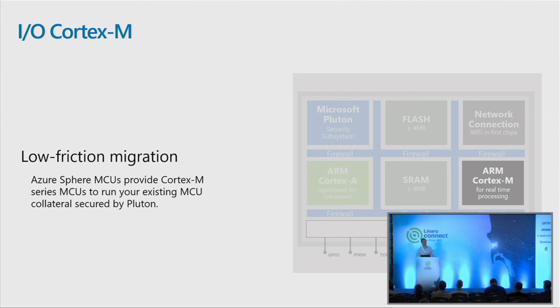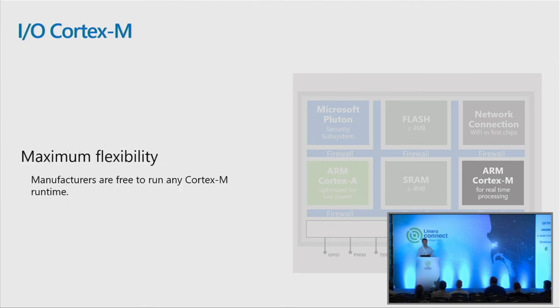But if you have existing solutions, existing RTOSs that you want to use, just bring those on and put them on the M core. And because of all these isolation boundaries that we've built, we're quite happy for you to bring your solutions there. And a lot of companies have really large investments in the MCU space, and they want to be able to reuse those investments. So we're interested in allowing them to do that. And so this means, like I mentioned, they're free to run any Cortex-M runtime they want.